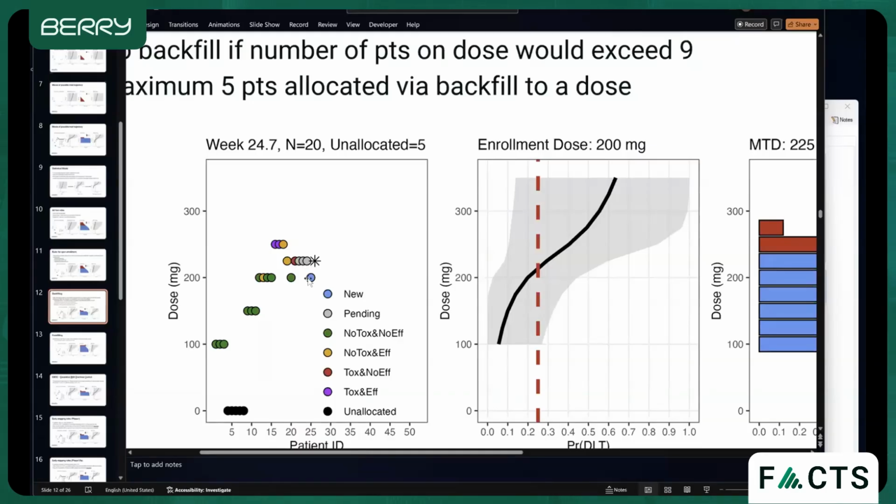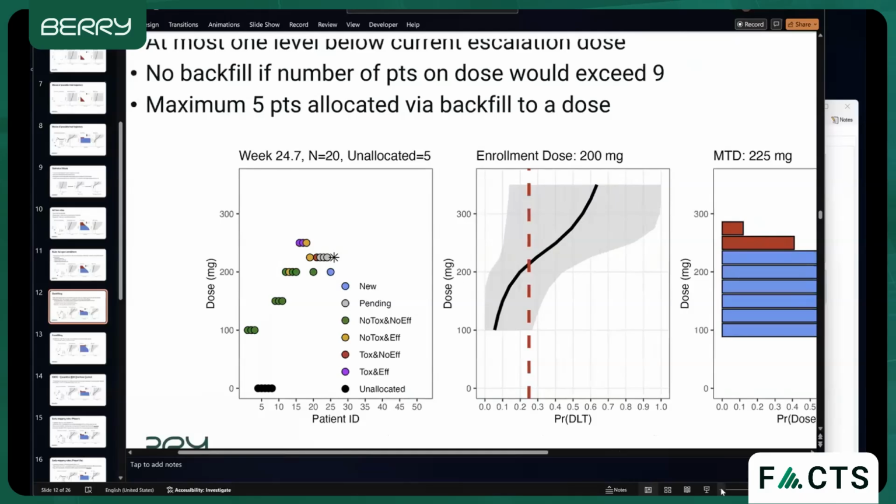So while we're waiting for the results of these 3 patients on 225 milligrams, we're happy treating this patient at 200 milligrams. And of course, since we're doing a CRM and since we're estimating the dose toxicity and the dose efficacy relationship, every single data point that we have counts towards the final model. So the information that we're going to get from this patient is going to be helpful for us in estimating the dose toxicity and dose efficacy relationship.